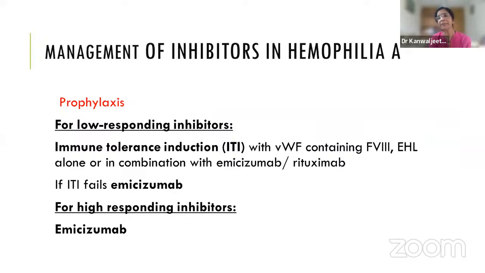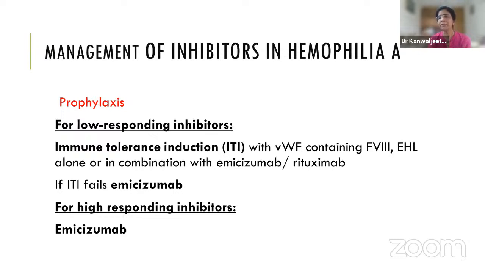The same hemophilia A patient comes to you before bleeding. Now, for the prophylaxis, the options are again divided for low responding inhibitors and high responding inhibitors. For low responding inhibitors, the options are like we used to treat it with factor 8. We can use immune tolerance induction with the factor 8. Or we can use different products. We can use plasma derived factor, which has von Willebrand factor attached with factor 8, or we can use extended half-life factors, or you can use it in combination with emicizumab, or you can use a combination of rituximab and factor VIII.